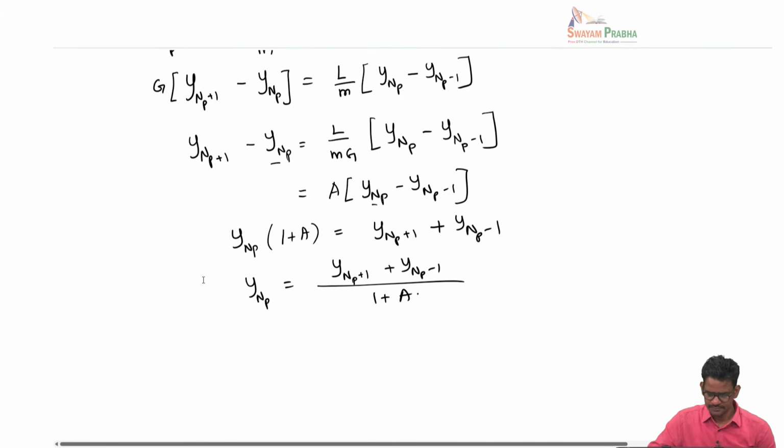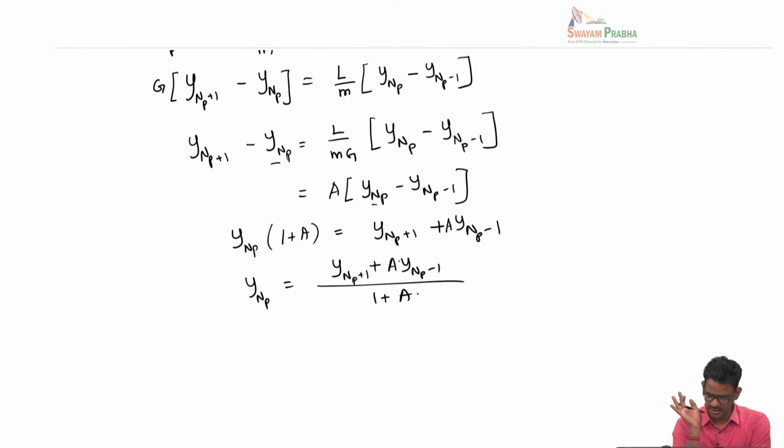Please check if there is an A times, okay, so that should be here, right? Okay, yeah, thanks. Is it right? YNP plus 1 plus A times YNP minus 1 by A plus 1. Yes. This is something we have written for the last tray.